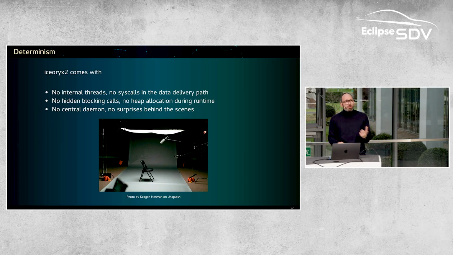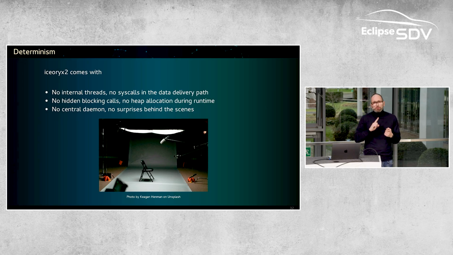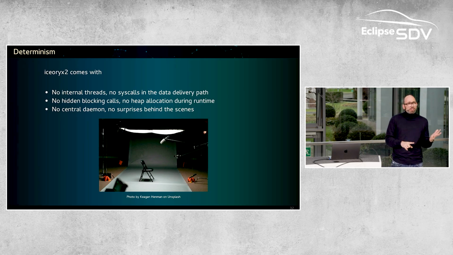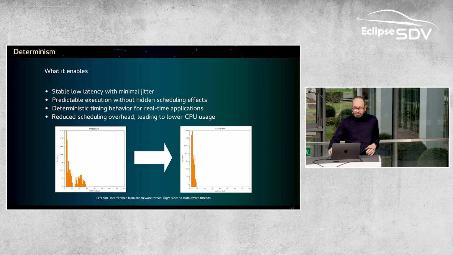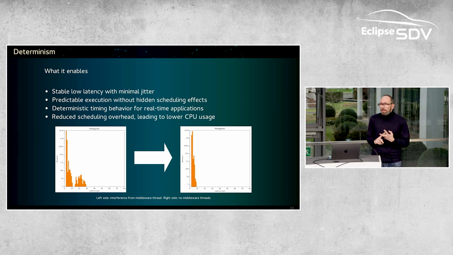The second property is determinism. iceoryx2 comes with no internal threads, no syscalls in the data delivery path, no hidden blocking calls, no heap allocation during runtime, no central daemon, no surprises behind the scenes. There's nothing happening behind the scenes that could disturb your application. Together with the low latency of the zero-copy communication, this enables minimal jitter. And this is important for predictable execution and if you want to realize real-time applications.